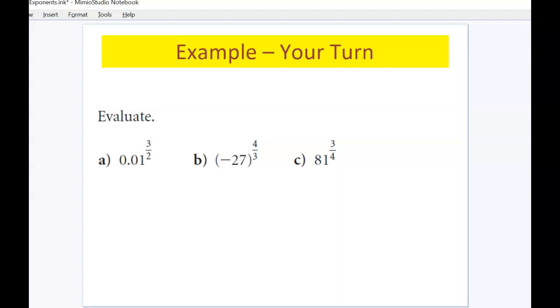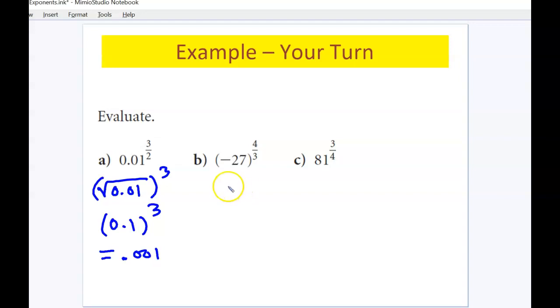Okay, hopefully you've had a chance to pause the video and try these. Okay, so first of all, in part A, this is going to be the square root of 0.01 cubed. So this is going to be 0.1 all raised to the power of 3. And 0.1 raised to the power of 3 is going to be 0.001.